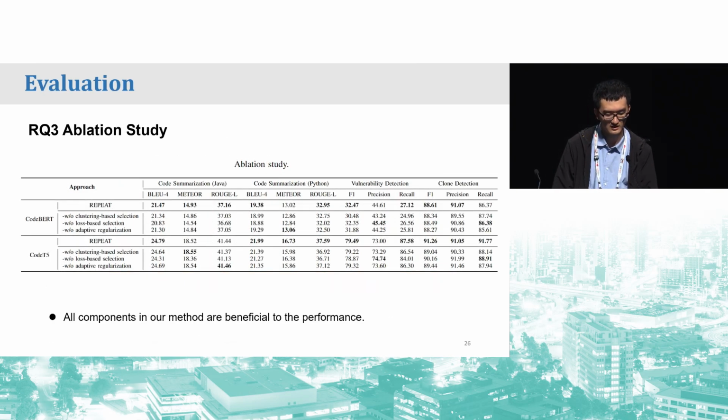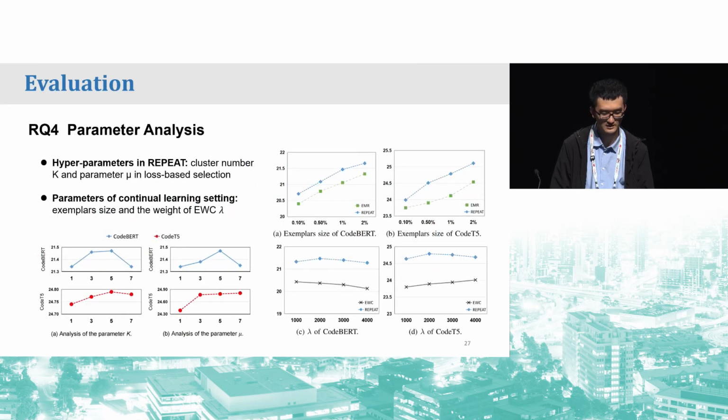And then in the ablation study, we evaluate the contribution of each part of our method. We can find that all components in our method are beneficial to the performance. And at last, in the parameter analysis, we studied the impact of 4 parameters on the performance, including 2 hyperparameters in REPEAT and 2 parameters of the continuous learning setting. Here we can find that the parameters used in our paper achieve the best overall performance, and REPEAT can outperform EMR and EWC in different continuous learning settings.